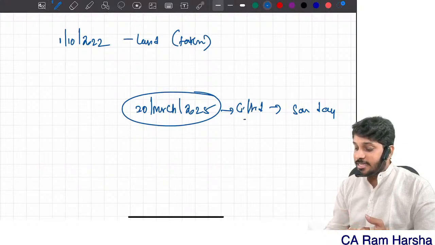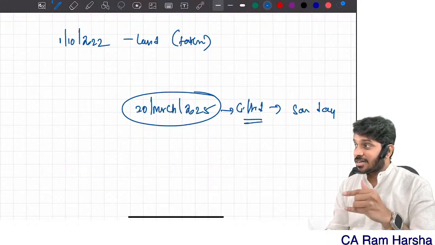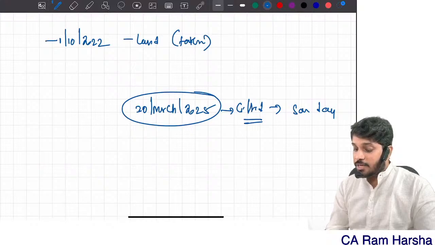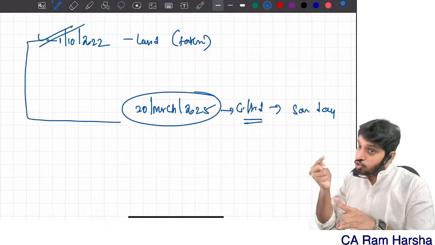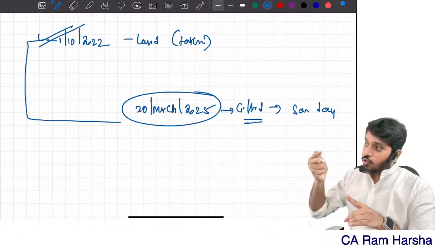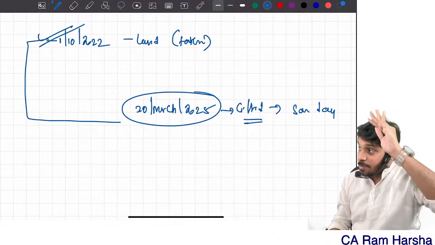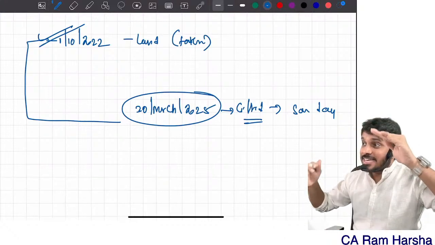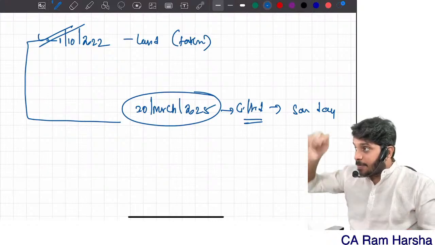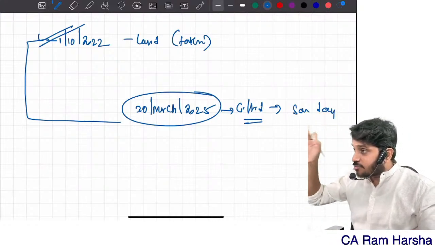Since you got it as a gift, inheritance, or succession, the period from the date when the previous owner purchased it, 1st October, till the date you sold it, is considered the period of holding by you.